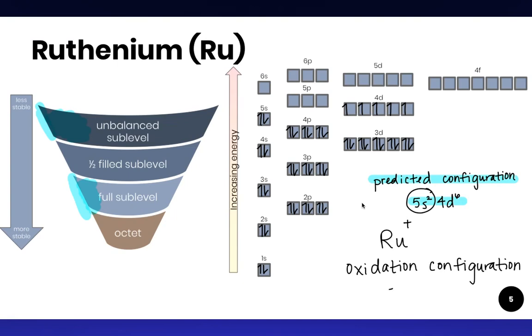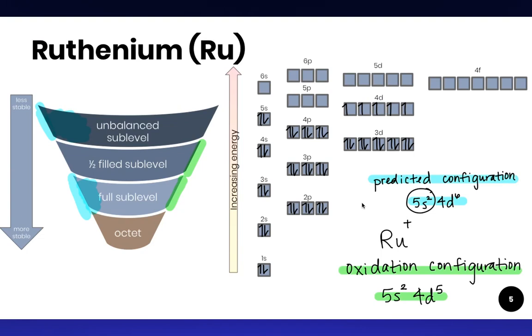It still has 5s2, but it has 4d5. And that is because it is more stable to lose that electron and go down to a full sublevel and a half full sublevel, because the 4d is exactly half full now, than it would be if you got rid of those 2 electrons in the s orbital. Then you would have an empty sublevel and an unbalanced sublevel. And so this is just the preferred oxidation state for ruthenium.